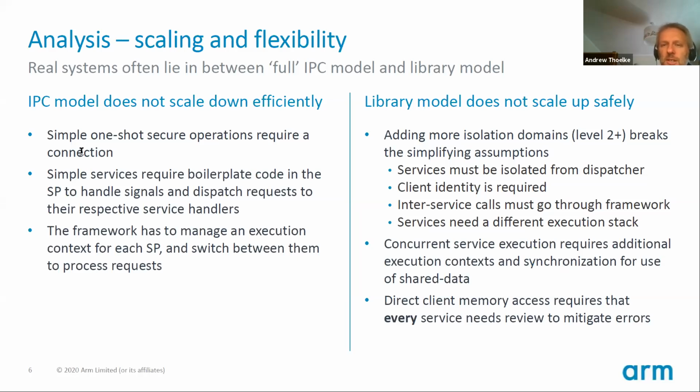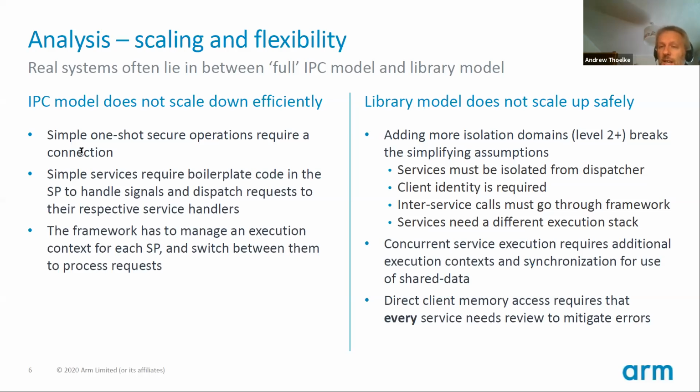The contrast is the library model doesn't scale up safely. It's also not very efficient to scale it up, in the sense you lose the efficiency when you do the scaling, but it also becomes challenging to maintain a safe, secure system. So just adding more isolation domains, so you go to level 2 or 3, breaks pretty much all of the simplifying assumptions that make the library model so attractive. You've got to isolate services from the dispatcher itself. You need a client identity, because you might have more than one client now.